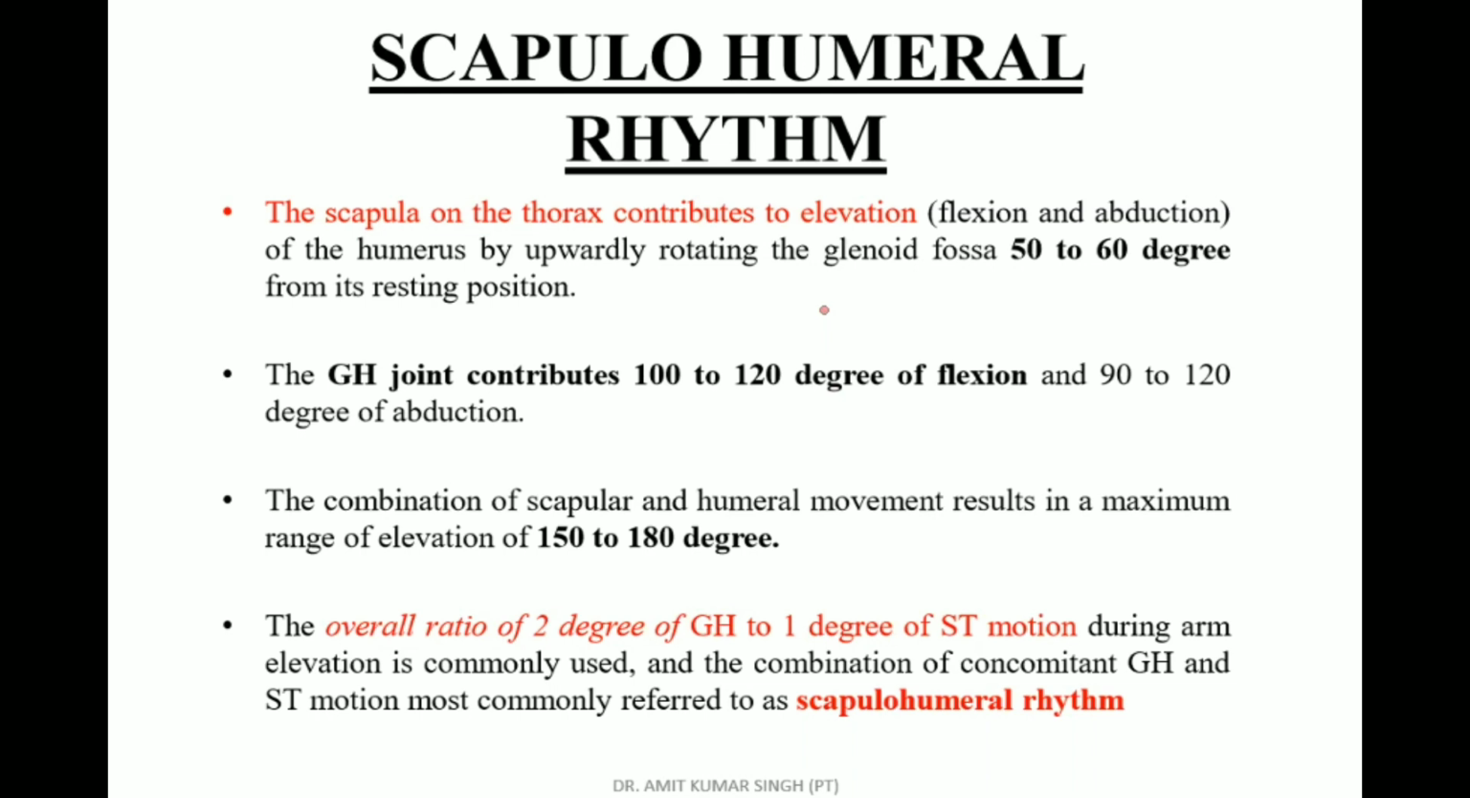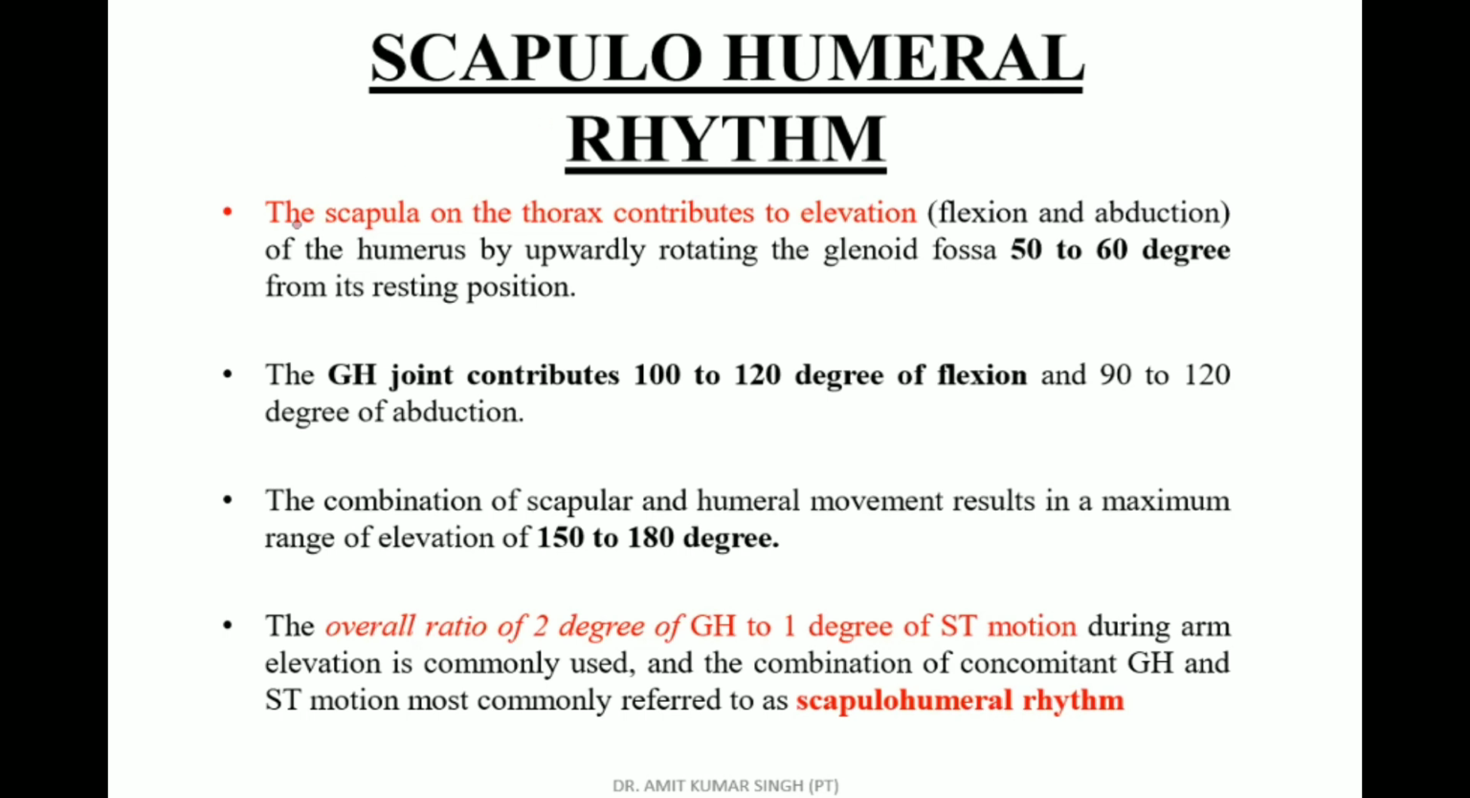There is a contribution of the scapulothoracic joint and the glenohumeral joint to perform the movement known as elevation. So the contribution to the elevation movement by the scapulothoracic and glenohumeral joints is known as scapulohumeral rhythm.